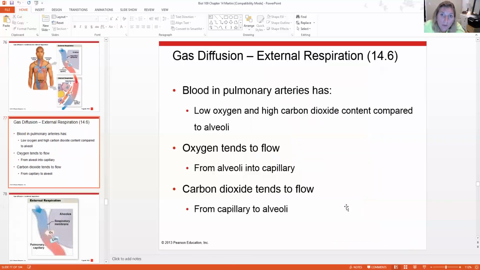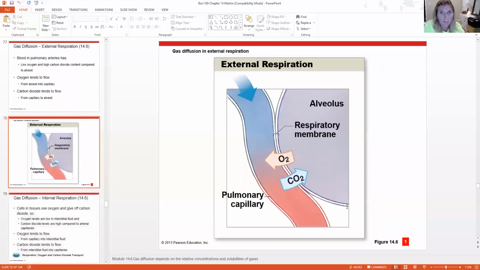So, blood in the pulmonary arteries has relatively low oxygen and high carbon dioxide content compared to the alveoli. So, oxygen tends to flow from the alveoli into the capillary. Carbon dioxide tends to flow from the capillary into the alveoli. Just like I just showed you in that last picture, right?